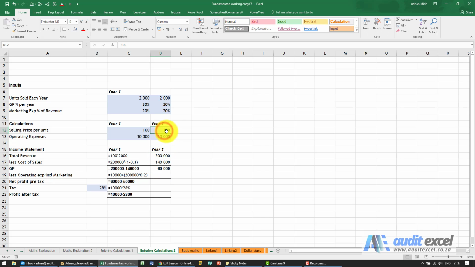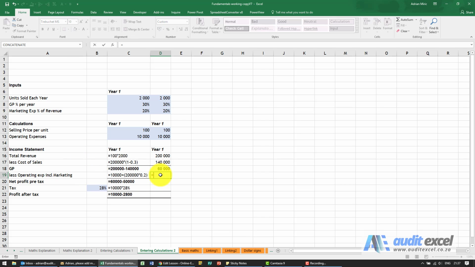If this changes to 110, what you'll see is that changed to 220 because it knows it needs to look at D12 times D7. This changes as well because the cell it's looking at has changed. And this changes because both cells it's using have changed. Just change back to 100. And let's continue here. We've got operating expenses including marketing.